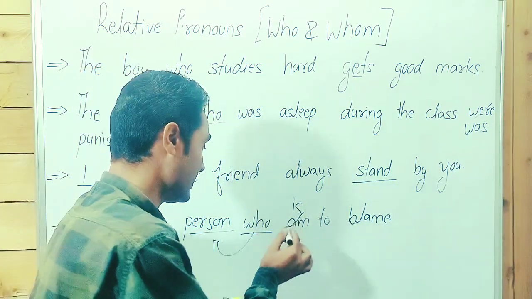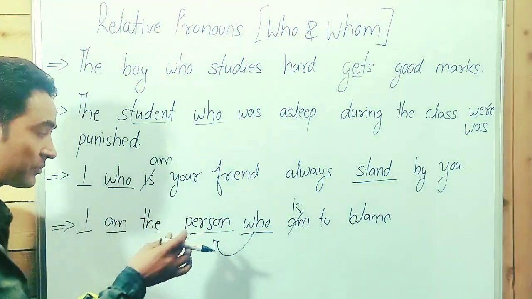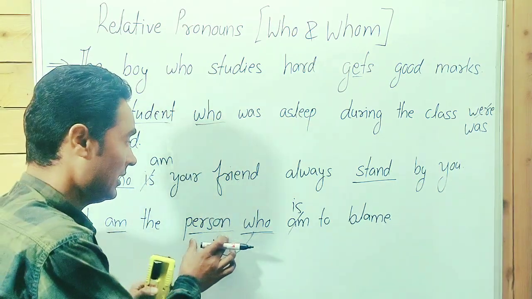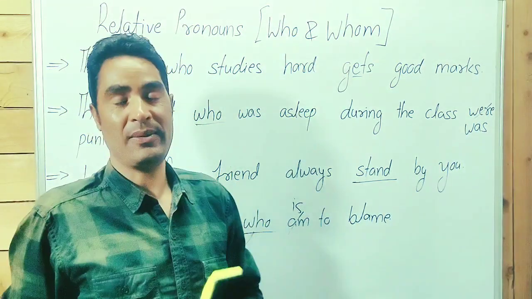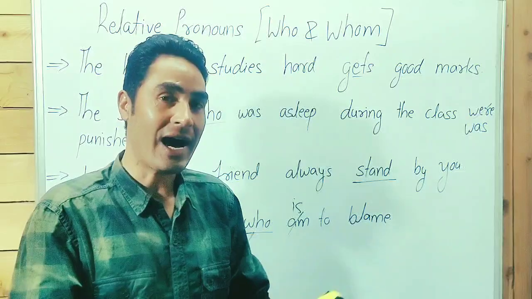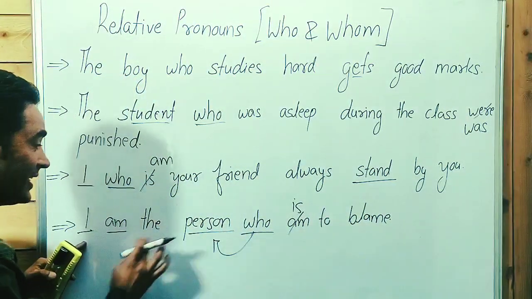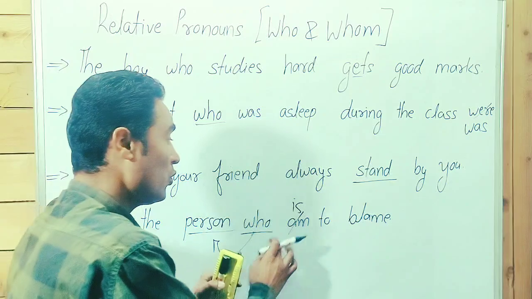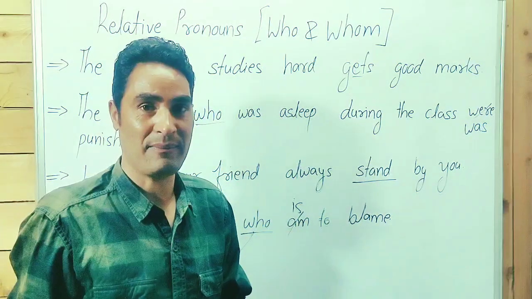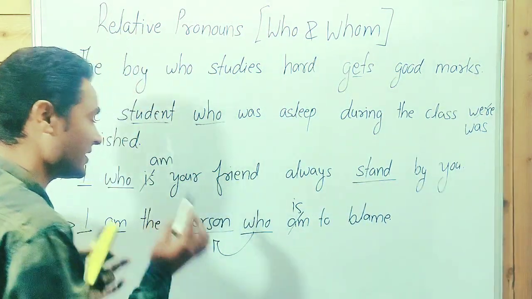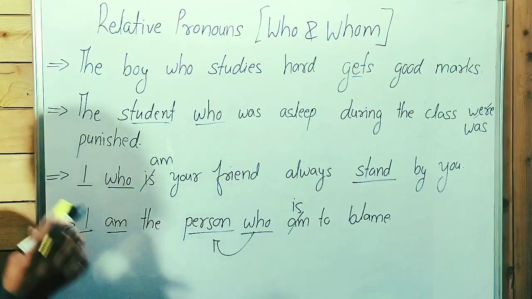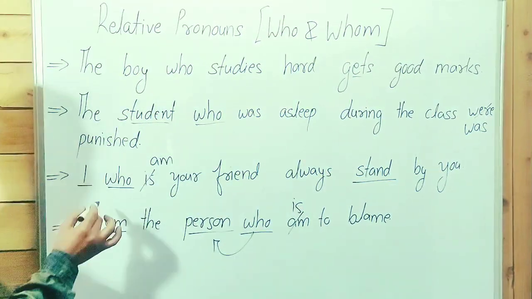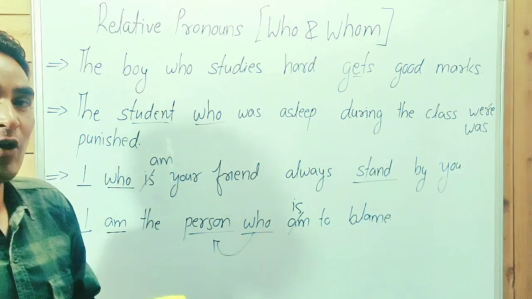If it were people, they are the people who are to blame. You have to write the plural, "who are to blame." She is the girl who is to blame. I hope you understood. So for person, girl, boy, man, we use "is." With "I," we use "am." I hope you understood.